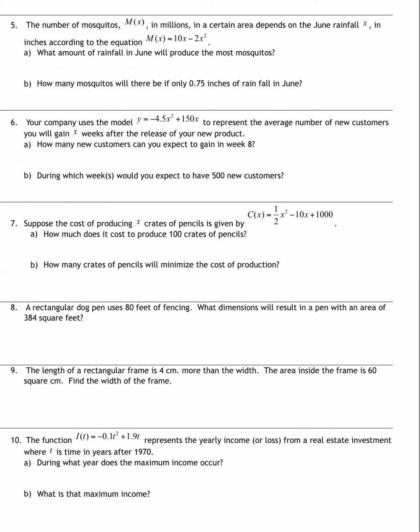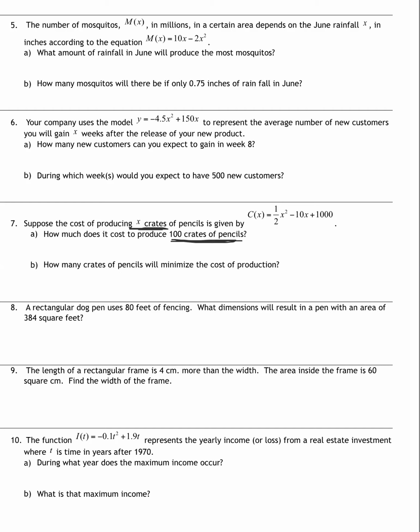If I want to produce 100 crates, can I write on this? Yeah, I can. So X represents crates, and I want to know 100 crates of pencils. So all I have to do for the first one is just plug in 100 for X and see what comes out. That'll tell me what my cost is. I'm just going to do it on my calculator real quick.